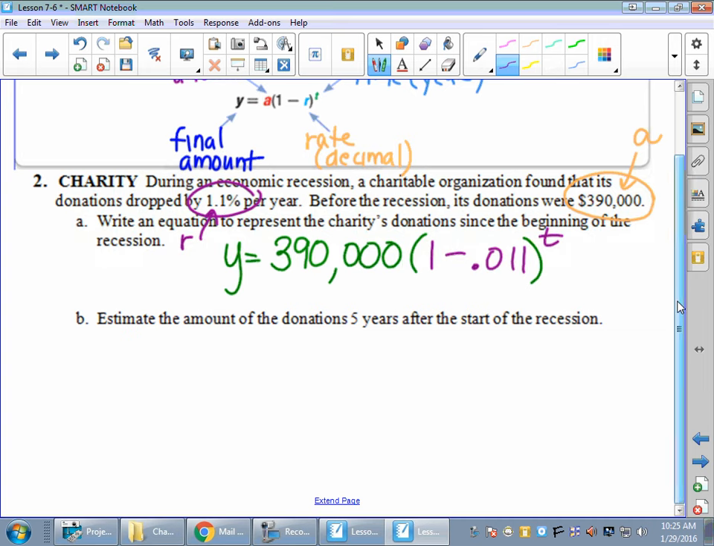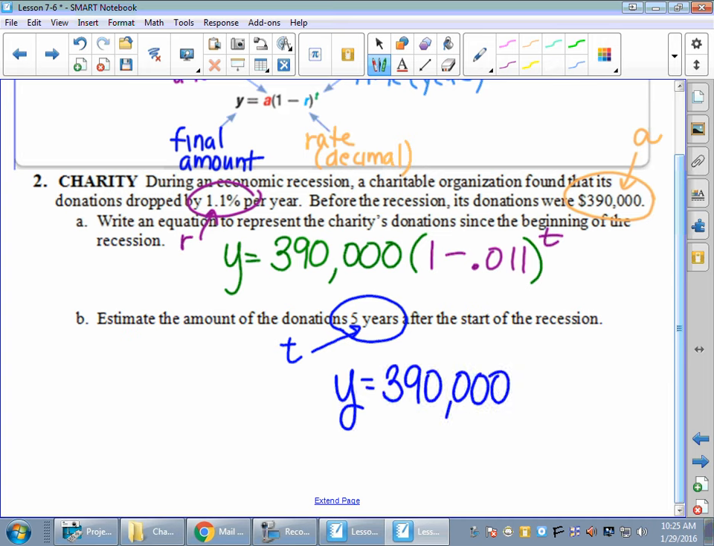So part B says estimate the amount of the donations 5 years after the start of the recession. So guess what we now have? Our time. So when we go to evaluate this, we're going to do $390,000 times 1 minus 0.011 to the 5th power because we now know the time.